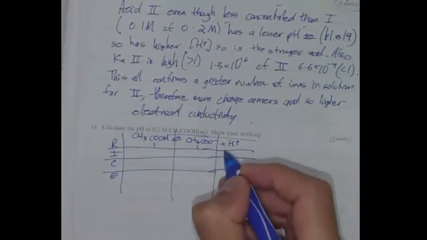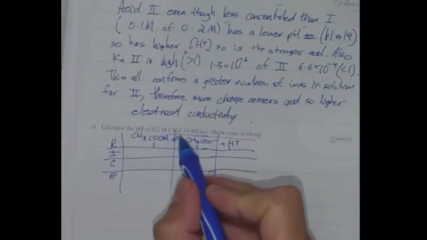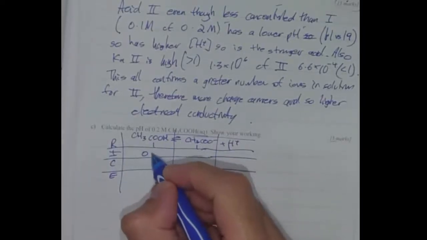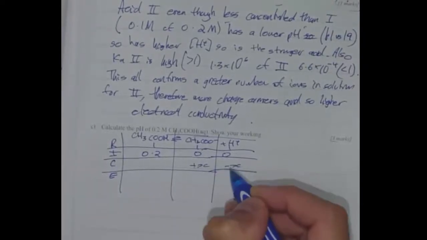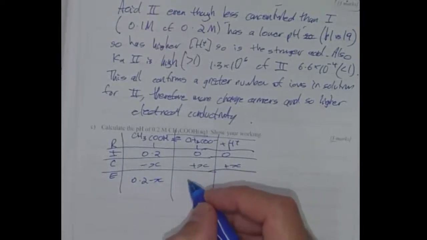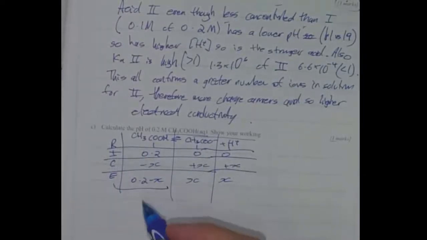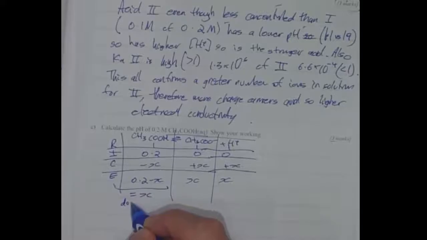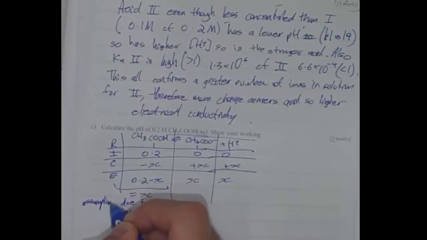So it's 1:1:1. You've got this as initial 0.2. You don't know what this is. This will change by x. Oh, sorry, plus. This will minus by x. 0.2 minus x, x and x. Most likely you have to make an assumption here, which equals 0.2 due to Ka being very small. Right, assumption in here, just in case the markers miss this.